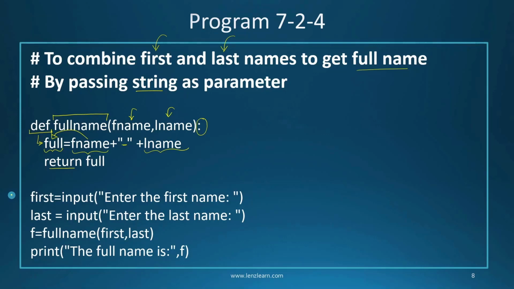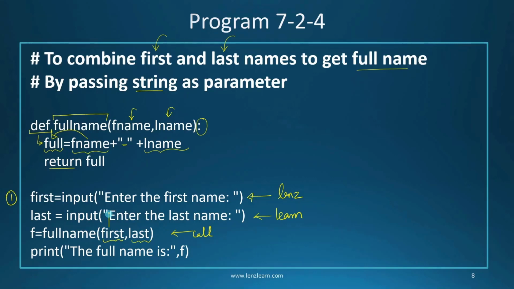Now the program execution always starts with the main function. So it will ask for the first word to be entered. I will enter lens, okay, and then it will ask for the second word. I will enter learn. We will give the name of our channel itself, and then here I am calling the function. Okay, so this is a function call with two arguments, first and last.